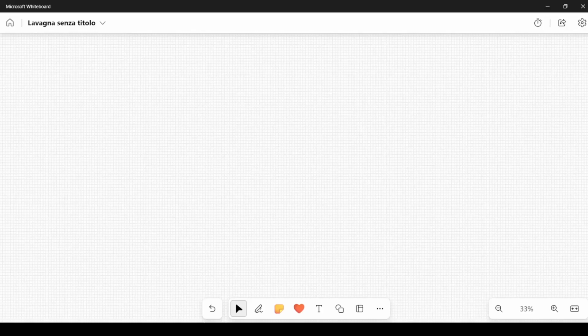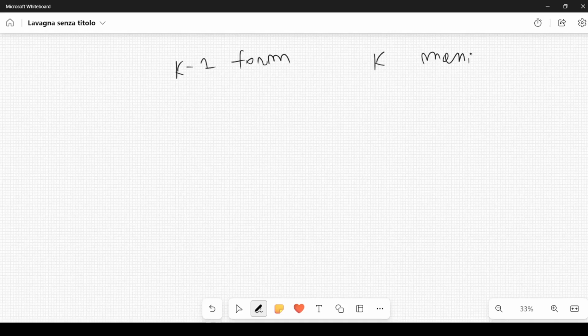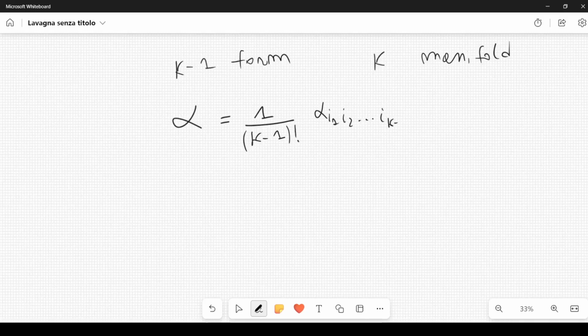I want to show you a proof of the generalized theorem of calculus. Let's consider a k-1 form defined on a k-dimensional manifold. We define the form to be alpha. This form can be written in the following fashion: 1 over (k-1) factorial alpha i1 i2 ... i(k-1), because it's a k-1 form.